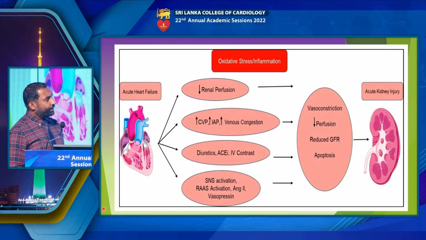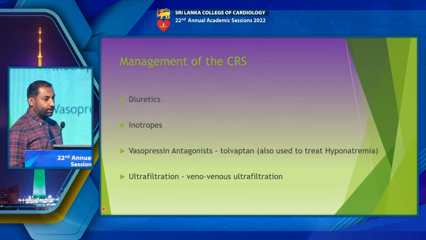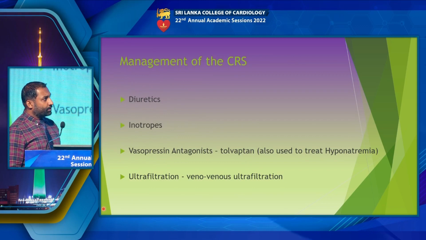Okay, so when the pump fails, renal perfusion reduces and your venous pressure increases, and your diuretics and other drugs can also contribute, along with a lot of endocrine involvement, which finally results in vasoconstriction, reduced renal blood flow, reduced renal function, and multiple injuries to the kidney, which result in acute kidney injury or maybe long-standing kidney injury. In addition, over-diuresis can also cause kidney injury. So there should be very cautious use of diuretics in the management of cardiorenal syndrome.